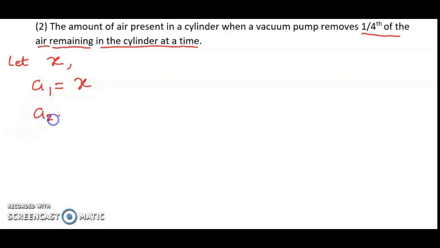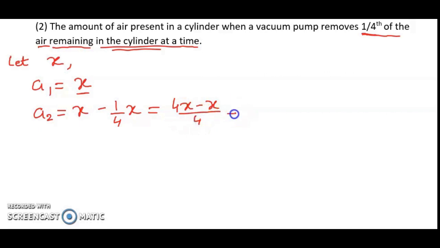Now, the vacuum pump will remove 1/4 of the air remaining in the cylinder. So right now we have x amount of air in the cylinder, and the vacuum pump will remove 1/4 of the air. So if you subtract x minus 1/4 of x, then you will get (4x minus x) divided by 4. That is 3x by 4. So 3x by 4 amount of air will be remaining in the cylinder after removing 1/4 of the air at a time.